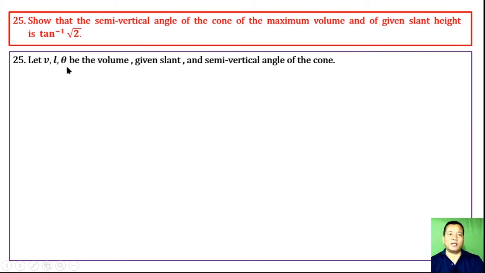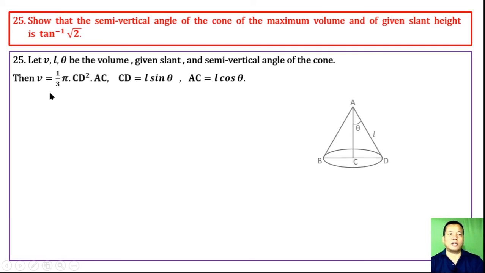Let V, l, theta be the volume, given slant height, and semi-vertical angle of the cone. Then V is what? V is 1 by 3 pi r square h. r is CD and h is AC. CD is what? CD is l sin theta, and AC is l cos theta. Therefore, V becomes, putting the value of CD as well as AC, we get this. Now V is a function of theta only, l is a given value.